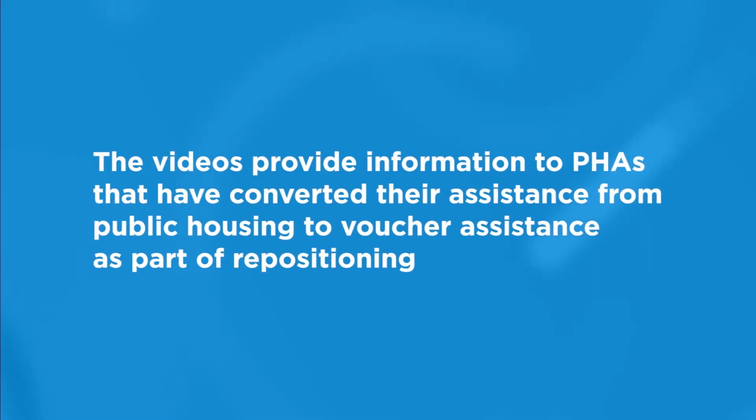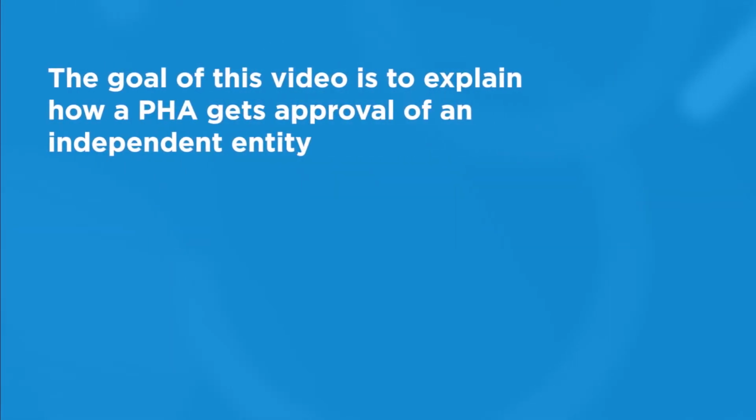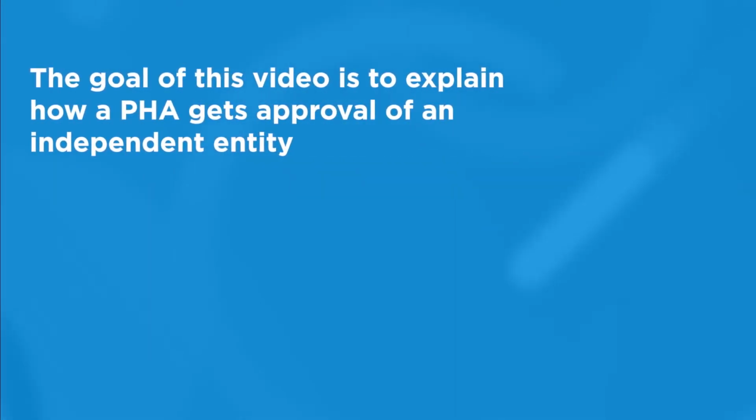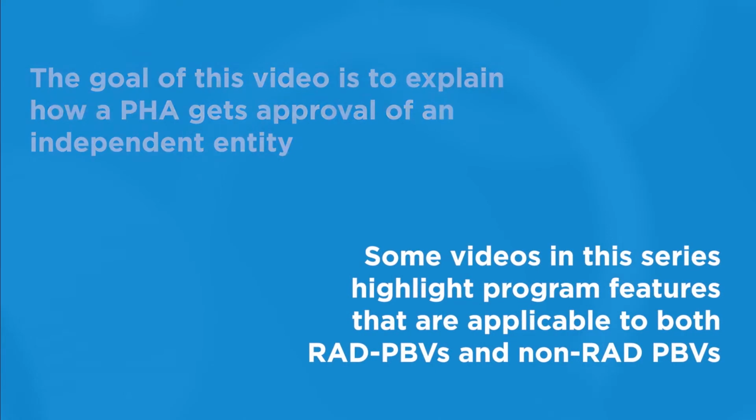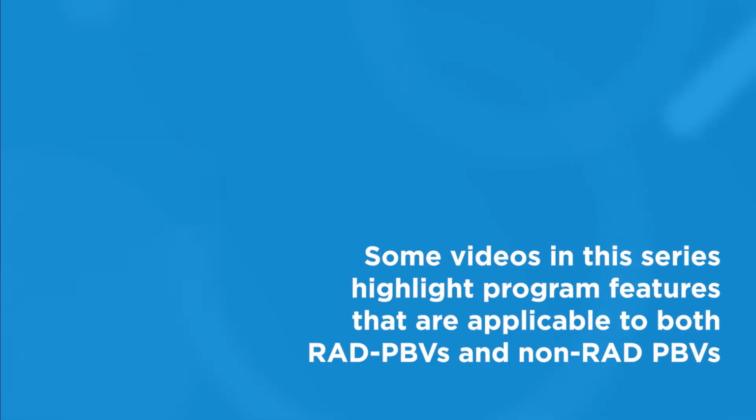The videos provide information to PHAs that have converted their assistance from public housing to voucher assistance as part of repositioning. The goal of this video is to explain how a PHA gets approval of an independent entity. Some videos in this series highlight program features that are applicable to both RAD PBVs and non-RAD PBVs. This video describes a process applicable to both, as well as regular HCVs.